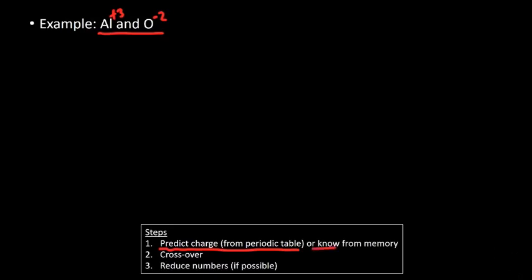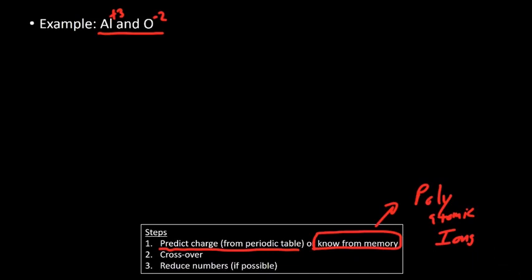Now, sometimes you have to know the charges from memory. That's true for what are called polyatomic ions. Polyatomic ions are ions made up of more than one atom. And they have a charge that you can't predict. And that means you just have to memorize it. So in all chemistry classes, you have to memorize a list of polyatomic ions and their charge, which can be kind of a pain, but is necessary to do problems like this.